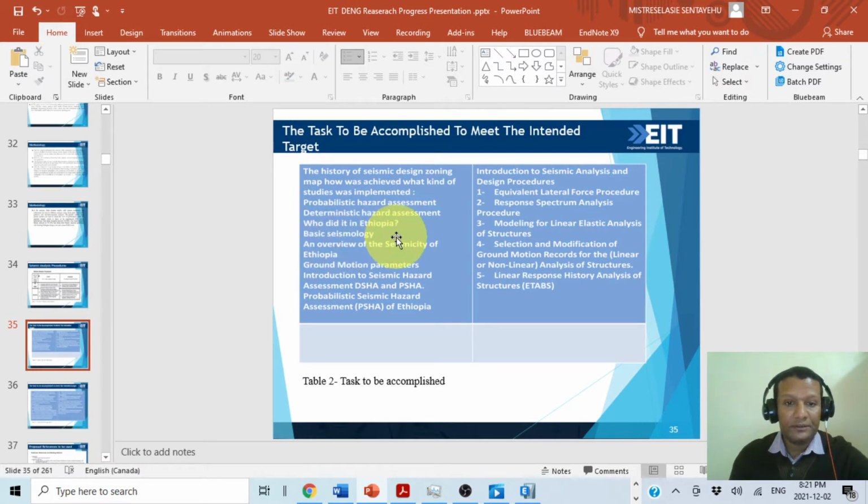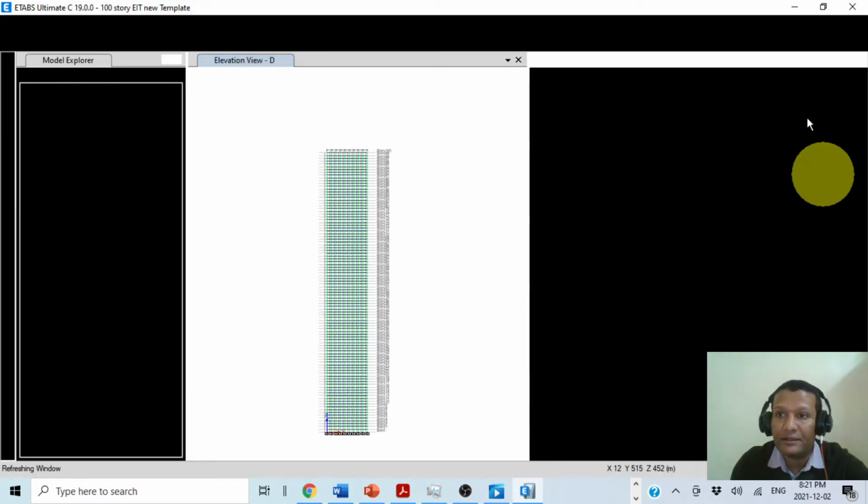Basic seismology, an overview of the seismicity of Ethiopia, it should be checked again. Ground motion parameters, introduction to seismic hazard assessment, deterministic seismic hazard assessment, probabilistic seismic hazard assessment, all should be checked in Ethiopia. Again, introduction to seismic analysis and design procedures, equivalent lateral force procedure, ELF, as I showed you, we will include it in the future, not now. Response spectrum analysis procedure is included. Modeling for linear elastic analysis, already as I showed you here, we have linear modeling and we have non-linear as well.